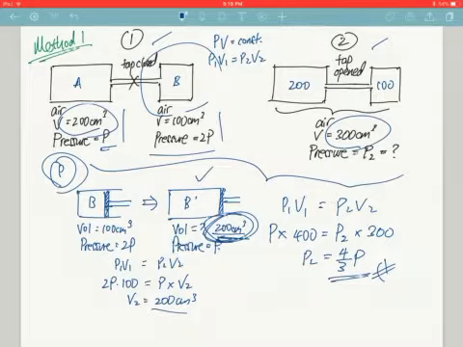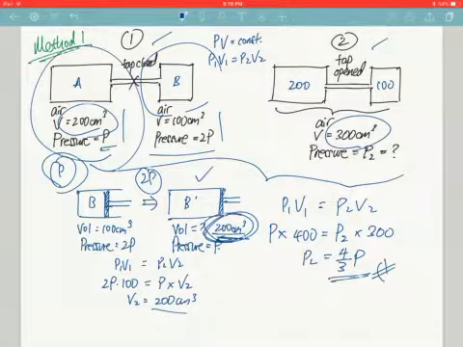Of course, if you want to fix the pressure to be 2P, it's fine also. That's method 2. You consider cylinder A to be 2P and the volume will be 100 cm cube, and then you can use the same technique to solve. So that's how you solve this question.